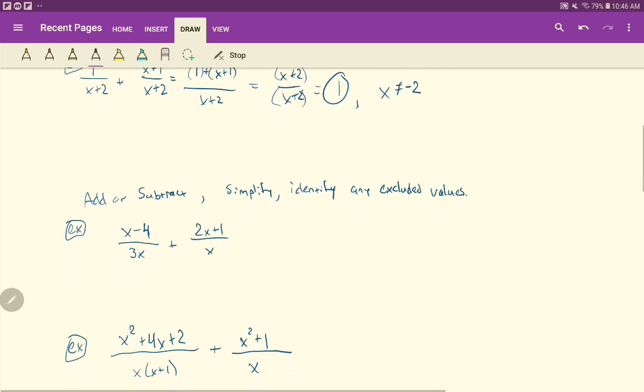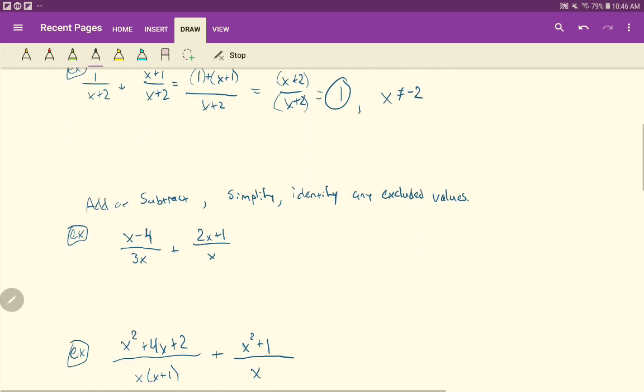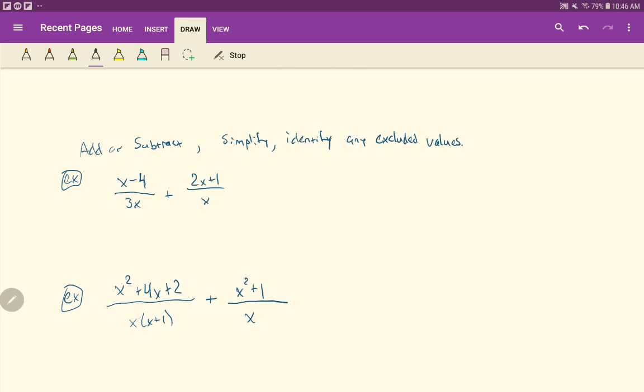Okay, but now that already had common denominators. Let's look at something that doesn't have a common denominator. So for example, right here, our directions are to add or subtract, simplify, and identify any excluded values. So kind of like some of the stuff we did yesterday too. Okay, so looking at our denominators here, we can see that they are not identical, right? This one here is 3x, this one here is x. So can we manipulate these denominators in any way so that we can get them to be the same? Well, the answer is, of course, yes.